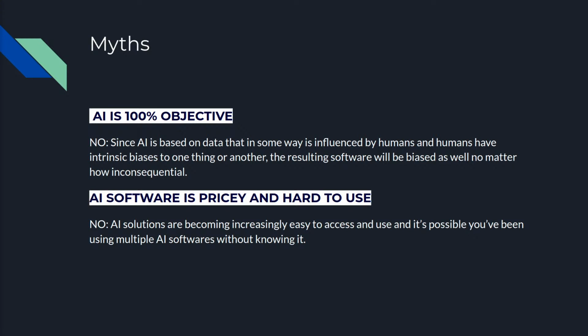And for the next myth, AI software is pricey and hard to use. So this one is historically true, but not so much now. AI in practice is relatively new in computer science, so it is logical to think that it will be pricey and hard to use, hard to acquire, and hard to find the expertise to actually run it, and so on.